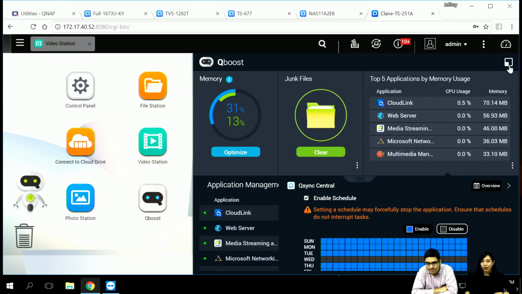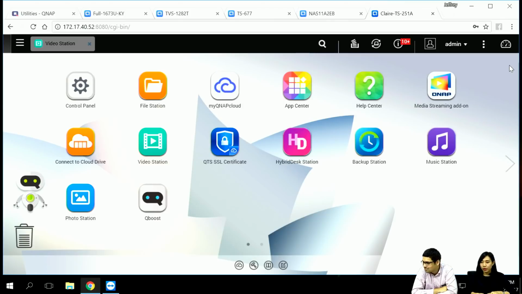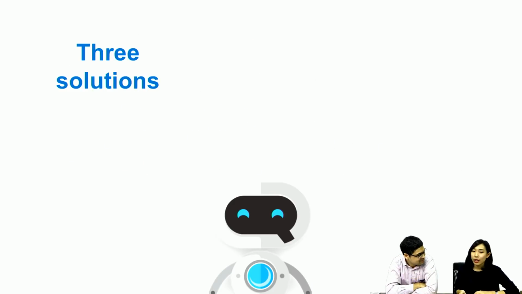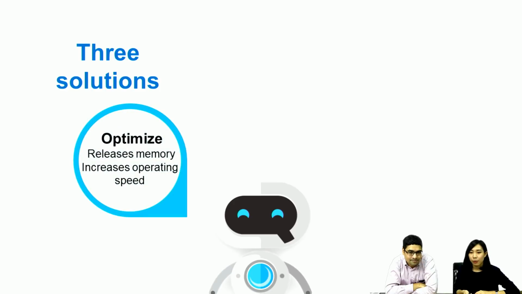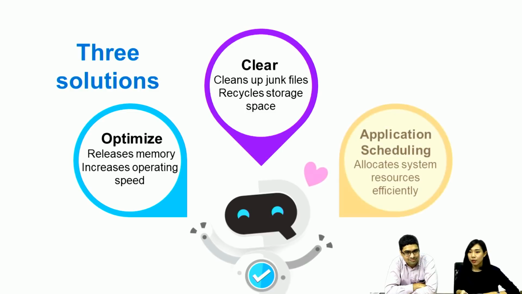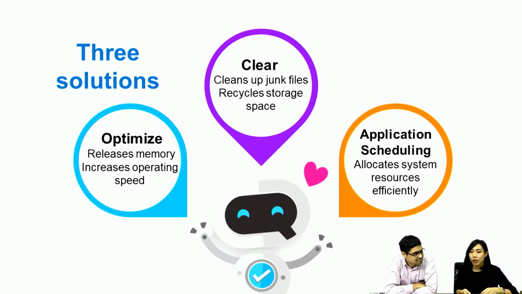Okay. So let's go back to our slide. Sure. Give us a quick recap of what QBoost does. Okay. The first one is optimize. It releases memory and increases the operating speed. The next one is clear. It cleans junk files to recycle storage space. And last but not least is application scheduling. It allocates system resources more efficiently.